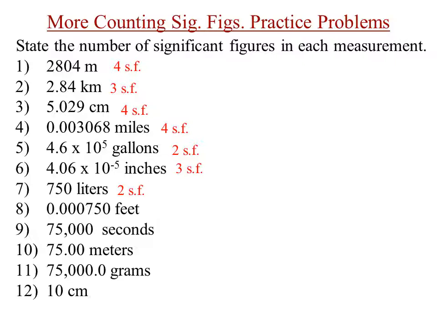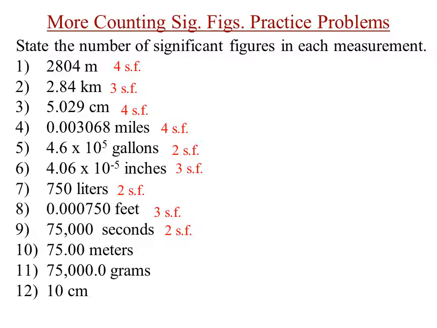Now in number 8, we have a bunch of zeros and then 750. Do you put a box around that last zero? The answer is yes. You see a dot, you put a box around the last zero. For number 9, it's 75,000 seconds. Do you put a box around the zeros? No. You don't see a dot, you see a comma. That doesn't count. There's only 2 sig figs in 75,000 seconds.